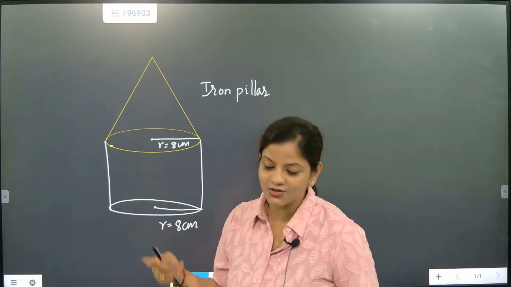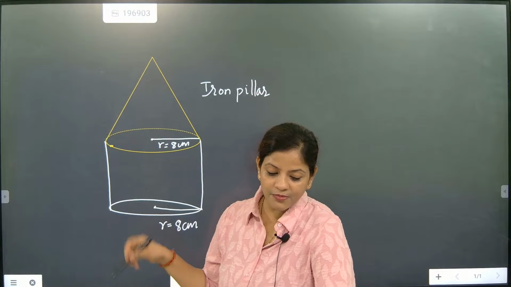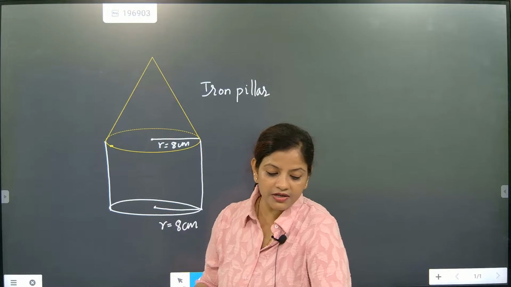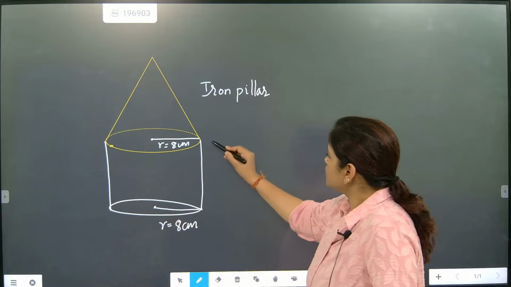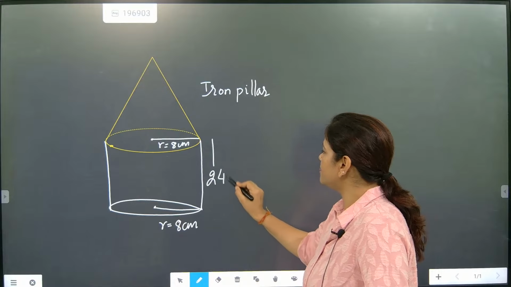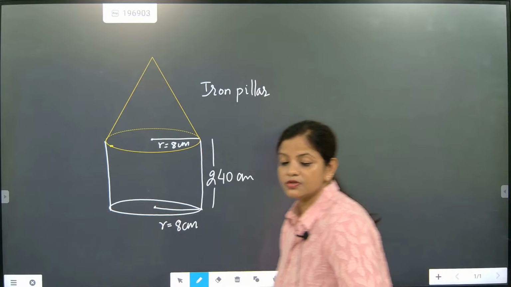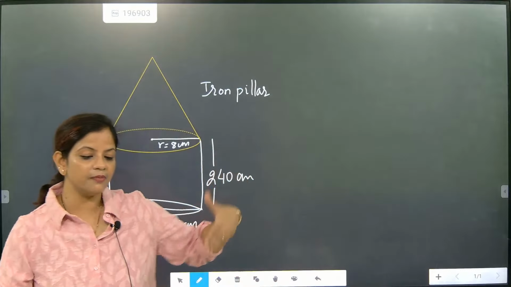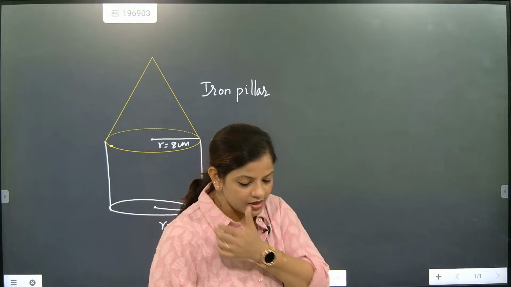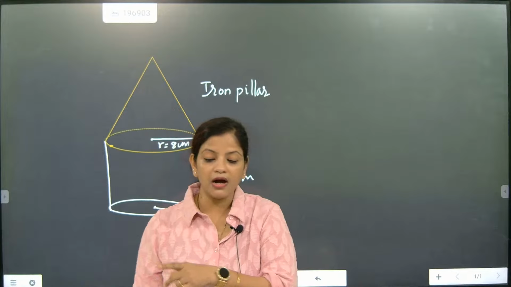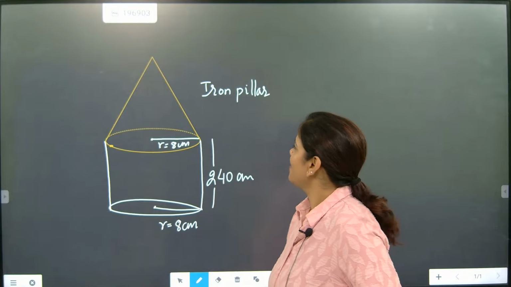Next part of the question. The radius of the base is there. The cylindrical part is 240 centimeter high. So this height part is exactly 240 centimeter, and the conical part is 36 centimeter high.